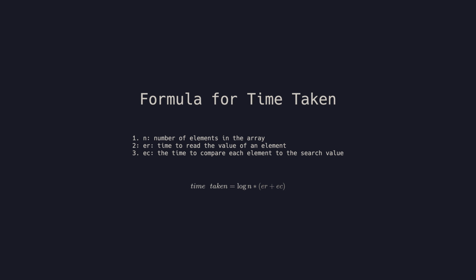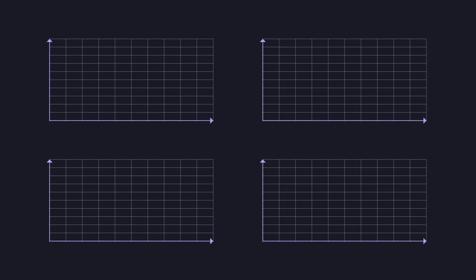Simplifying this, our formula is a constant c times the log of the number of elements n. In other words, the time taken is proportional to the log of n. In big O notation, this is called O of log n. Big O notation provides us with a way to compare the performance of different algorithms. Specifically, it allows us to understand how an algorithm performs as the number of inputs increases.